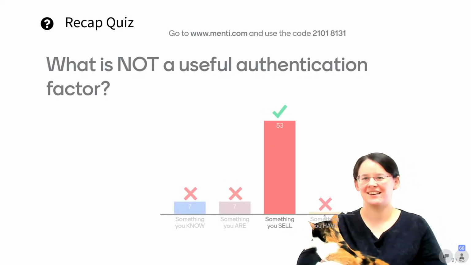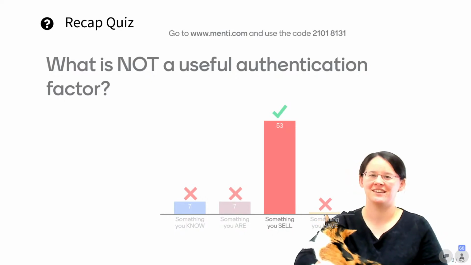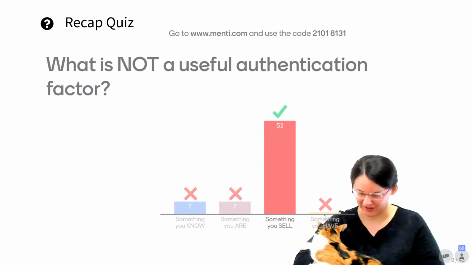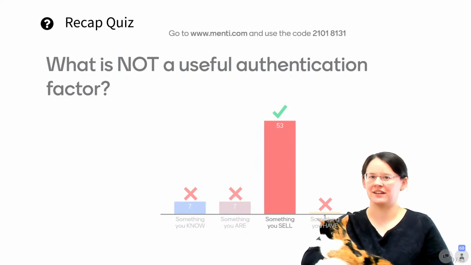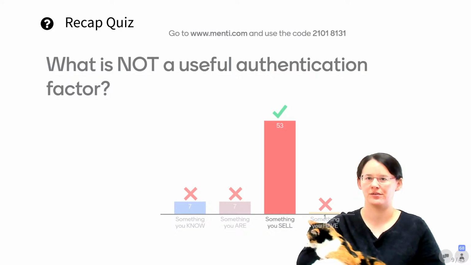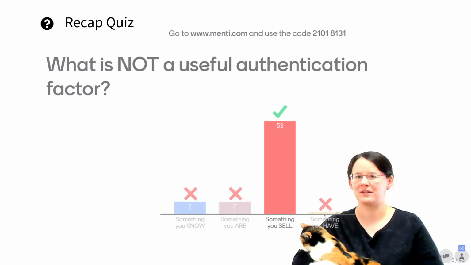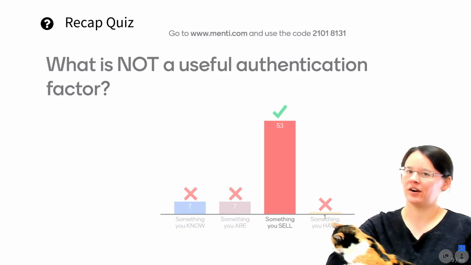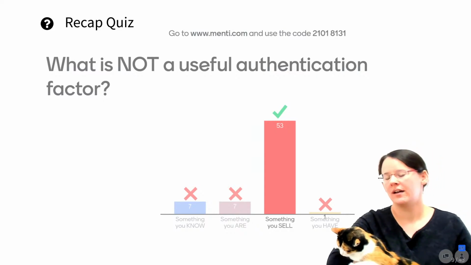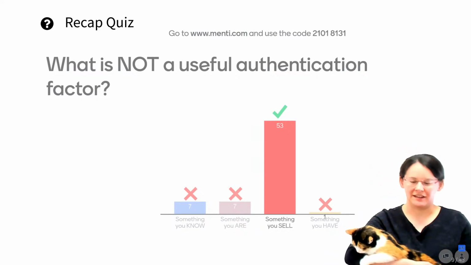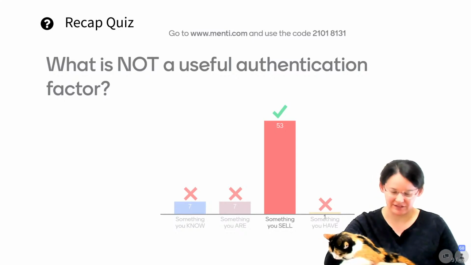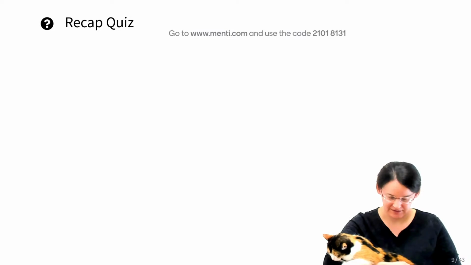Okay, here the great majority is on the right answer, namely something you sell doesn't make sense as an authentication factor. All the other three were authentication factors that we discussed last time for entity authentication protocols. So something you know would be something like a password, something you are is something biometric, and something you have is, for example, a key or a key stored on a device. So this is an object that stores your secret, essentially.